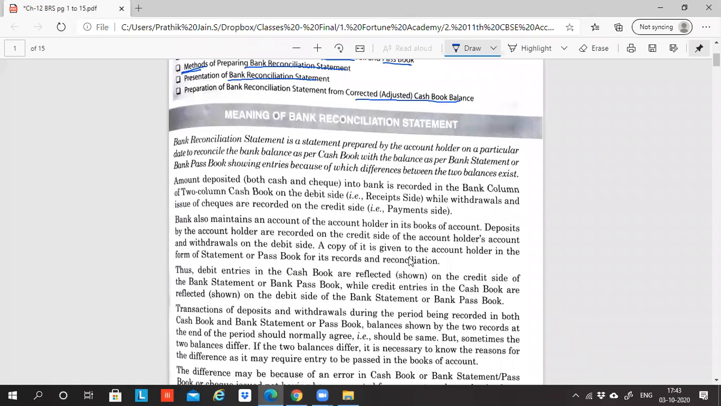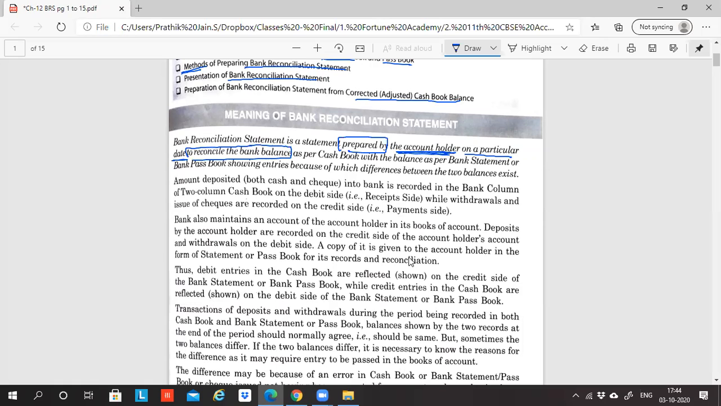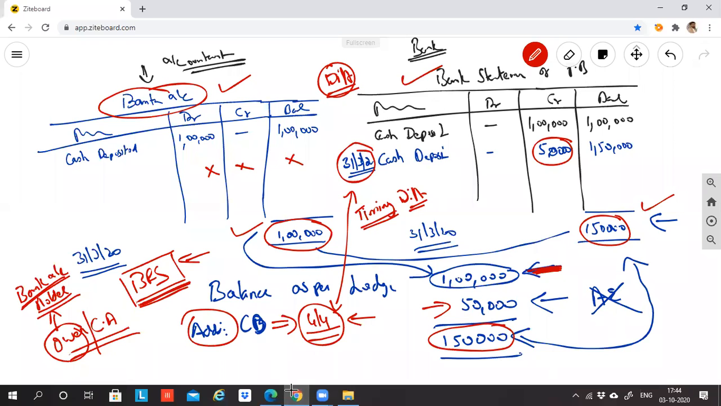Don't worry. Now, guys, let's understand what is a bank reconciliation statement. A bank reconciliation statement is a statement prepared by the account holder, the bank account holder, on a particular date for what? To reconcile the bank balance as per cash book. Guys, this bank account is prepared under what? This is prepared under cash book.